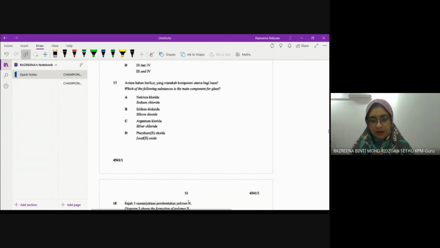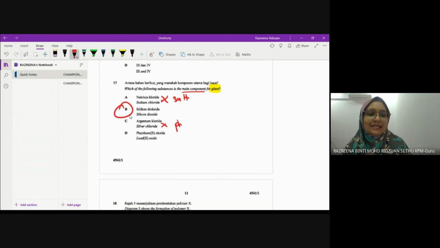Number 17. Which of the following substance is the main component of glass? It is not sodium chloride. Sodium chloride is a type of salt. Silver chloride, you don't have it in this glass. It is more in a photochromic glass. The main component in any glass is silicon dioxide. Lead oxide is usually in lead crystal glass. So answer is B.